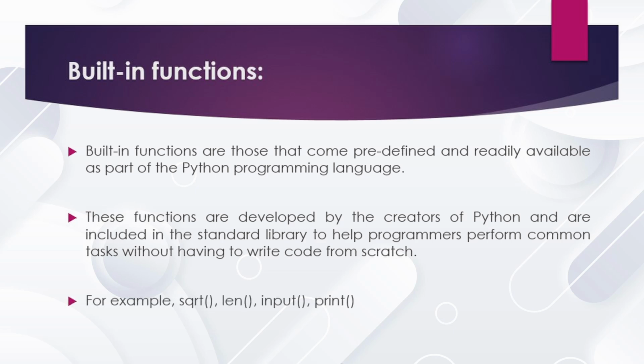For example, the square root or sqrt function, which is used to calculate the square root of a number, is a part of Python's built-in functions. Other examples include the len function for the length of a string or list, the input function to get input from a user, and the print function to display the output on the screen.